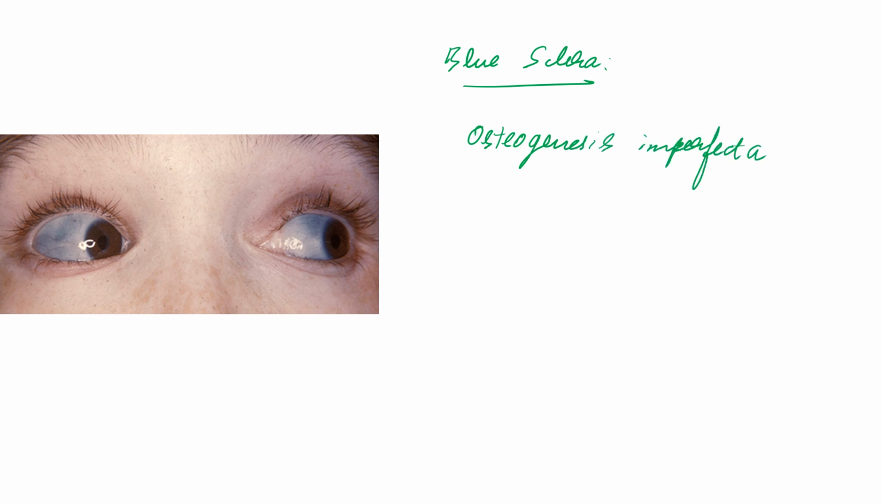Now let us discuss about blue sclera. This is a congenital anomaly of the sclera. It is seen in hereditary conditions like osteogenesis imperfecta. In this case, the sclera and the cornea are thin, so the uveal pigment shines through. That's why there is blue color in these cases.